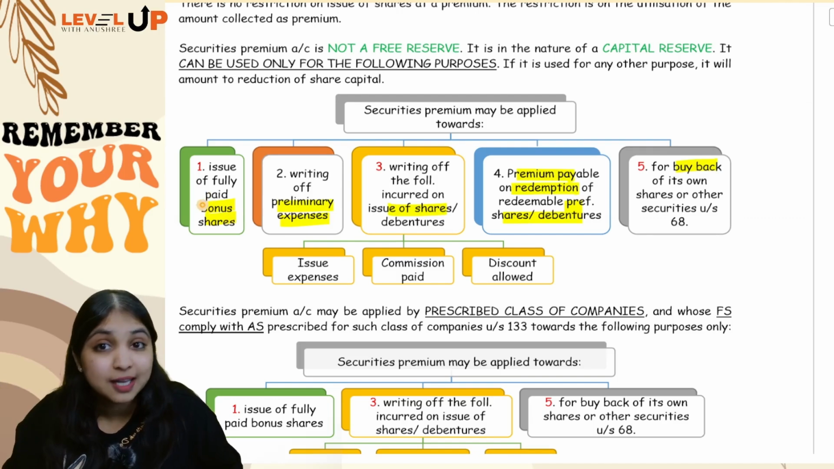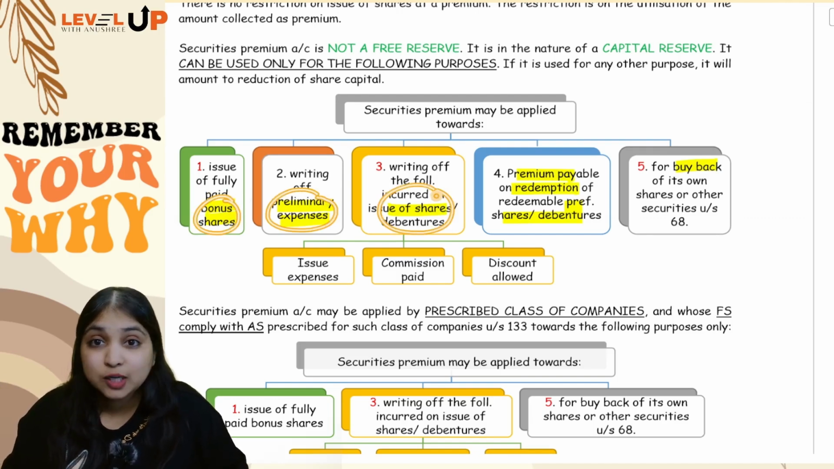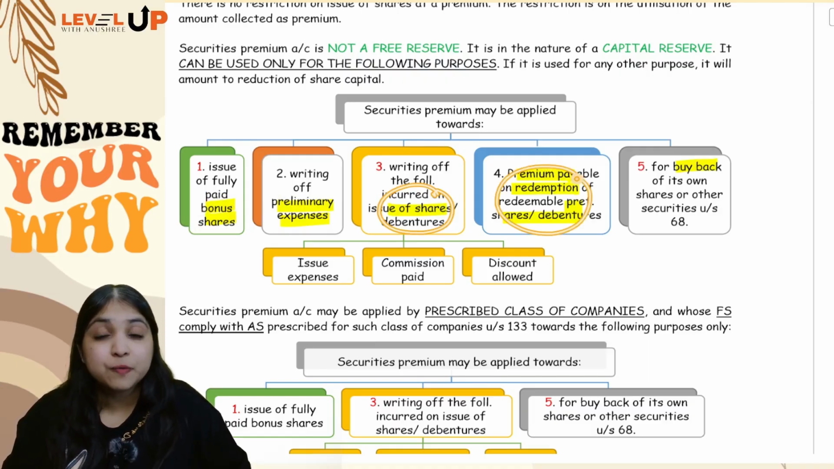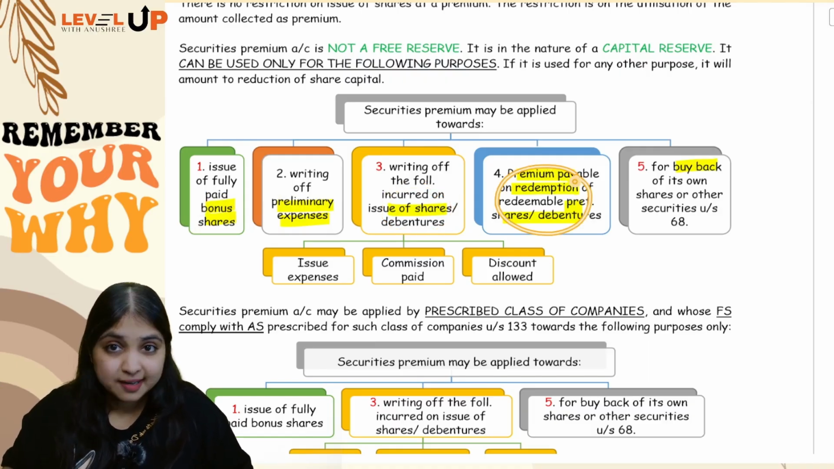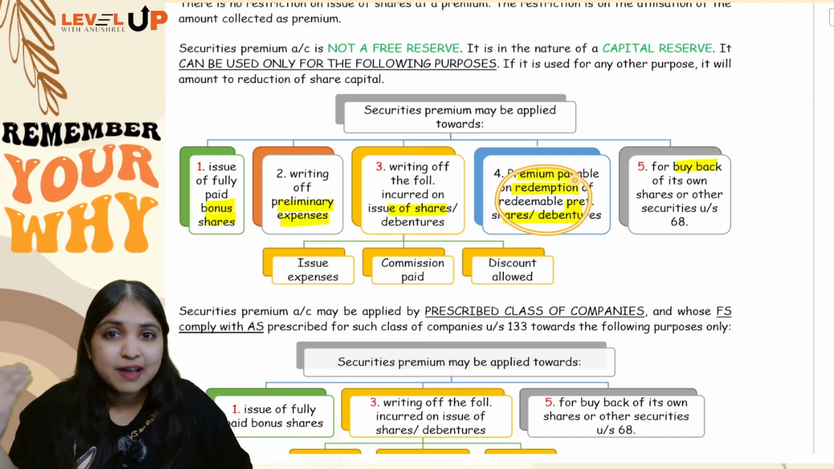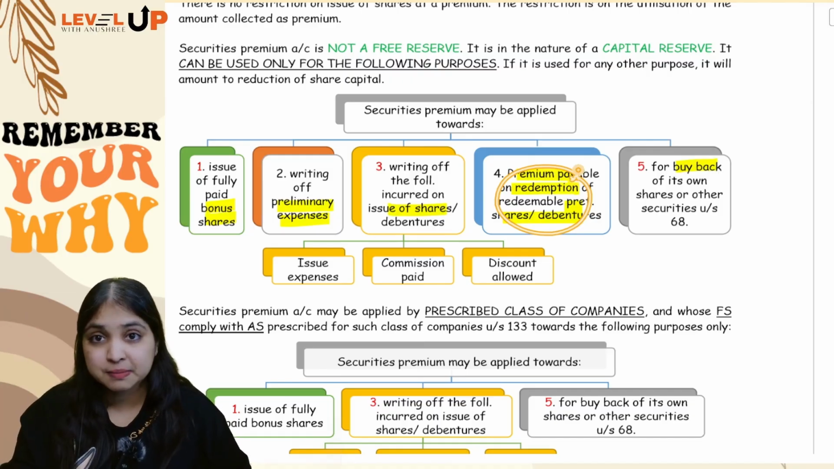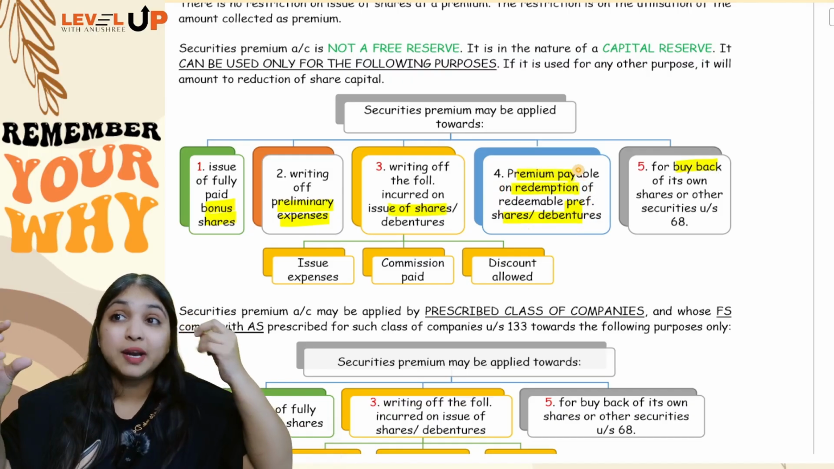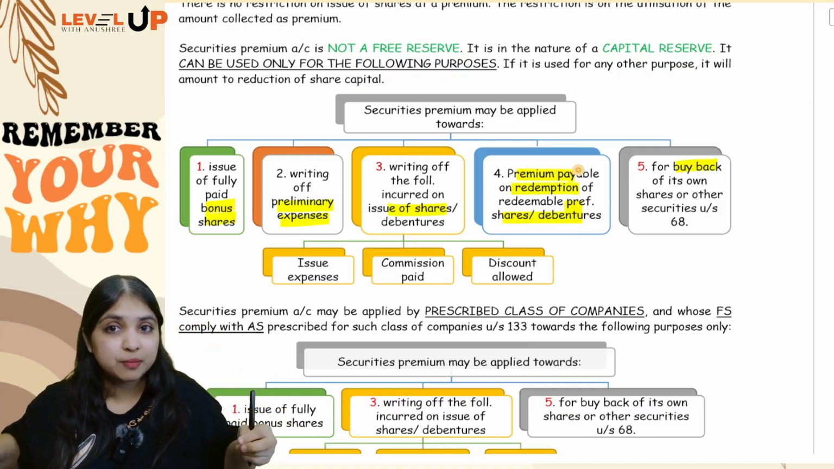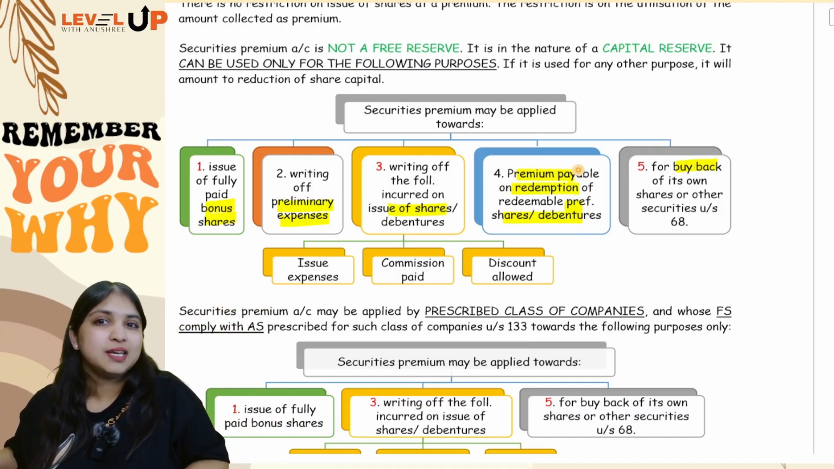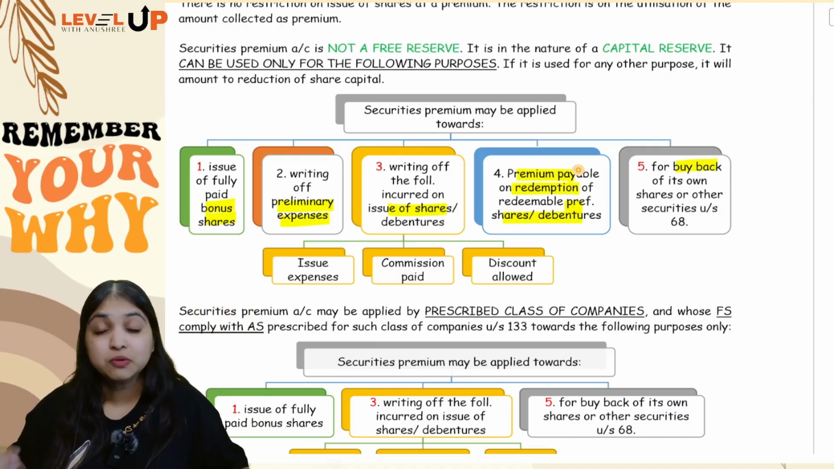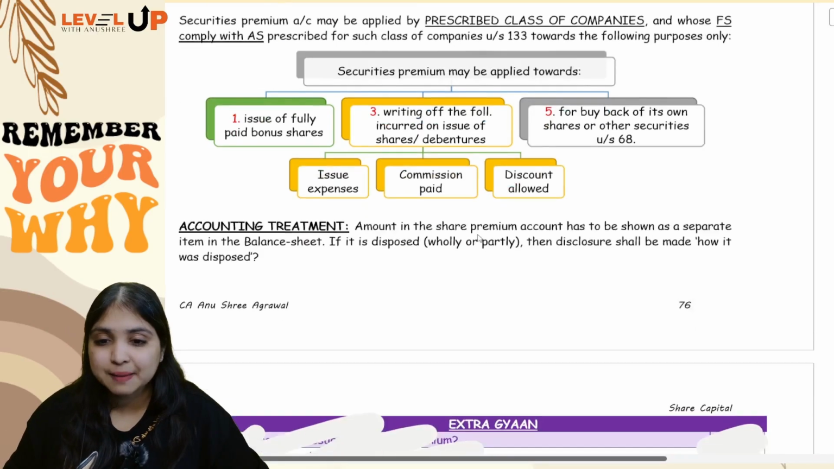Totally 5 purposes only. Number 1, to issue bonus shares. Number 2, to write off preliminary expenses. Number 3, to meet the share issue expenses. Number 4, when the company is redeeming the preference shares and the debentures, for the entire redemption value, you cannot take the money from the securities premium account. You can take money only for the premium on redemption from here. Only the premium on redemption can be paid out of this securities premium account. And lastly, we can use this money for buyback of shares also.